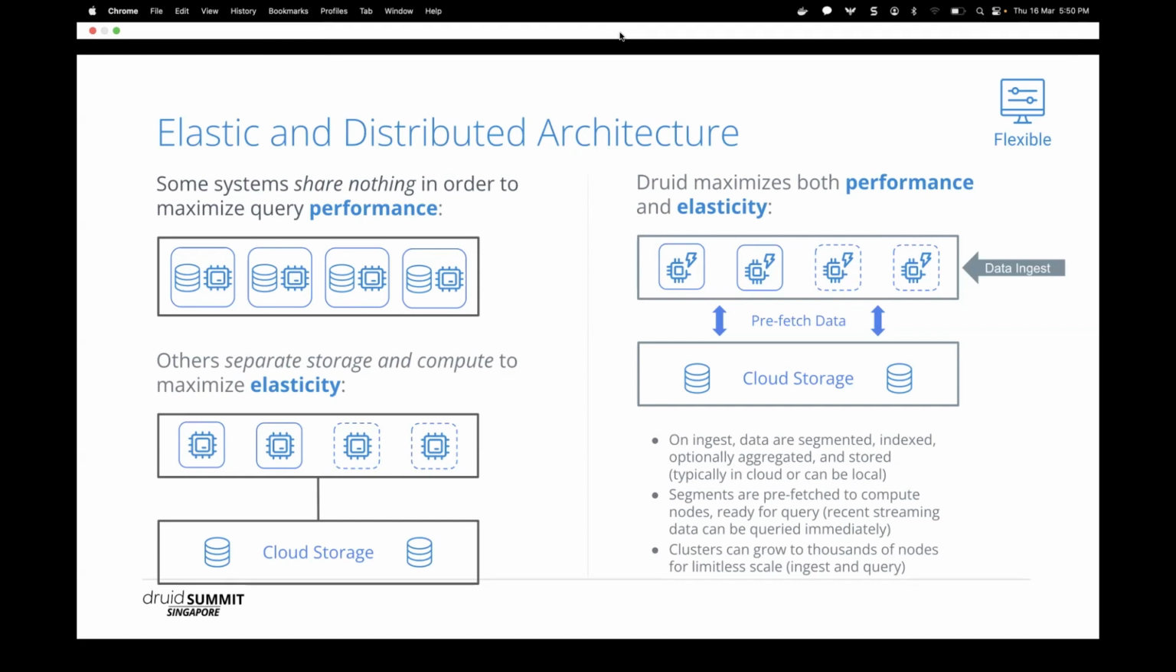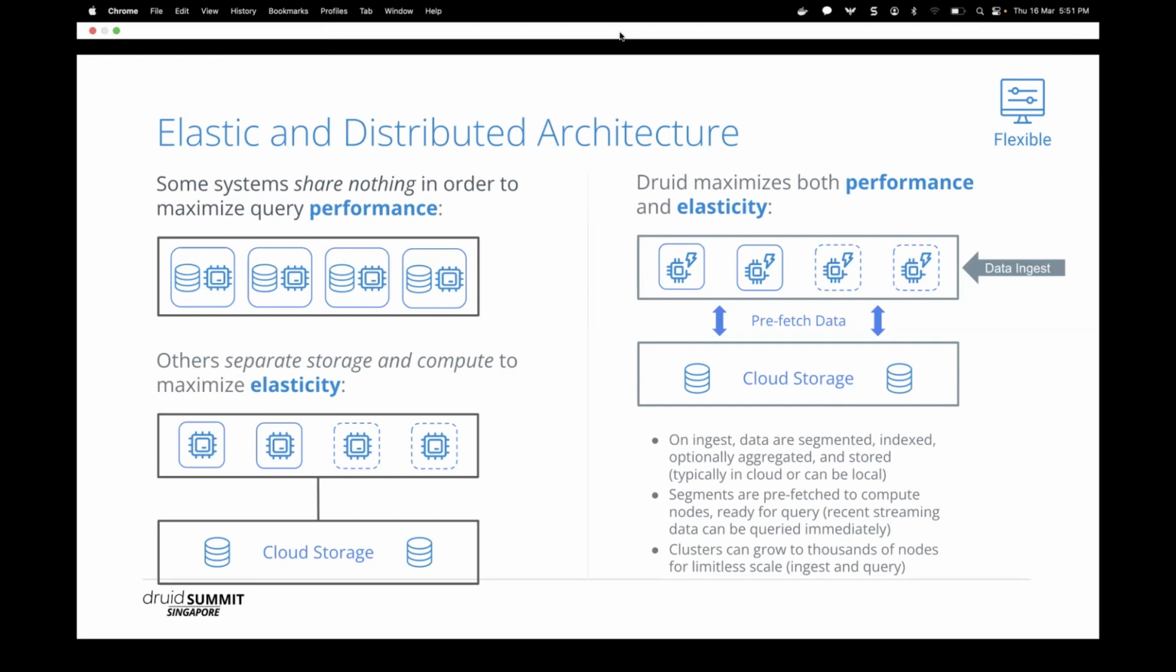Therefore, with Druid, what is being implemented is prefetching the data from the cloud storage into the local disk, and queries are always run on the local disk. Now, this allows for easy scalability because compute is not really attached to data. However, data is prefetched to the compute. Any data can come to any compute, so there is no attachment. So it allows for easy scalability and also allows us to handle concurrent queries really well.